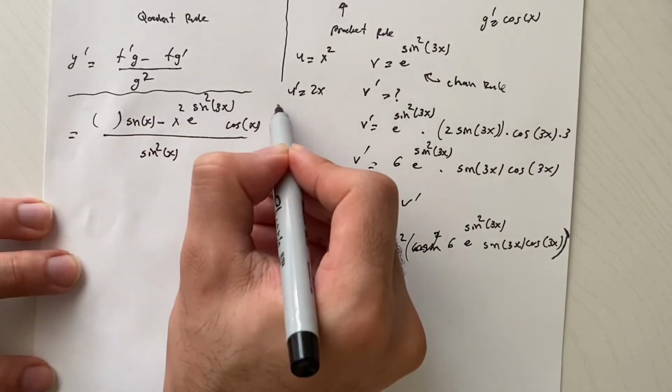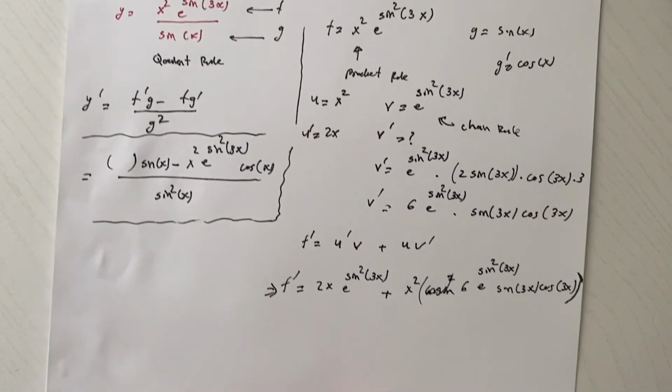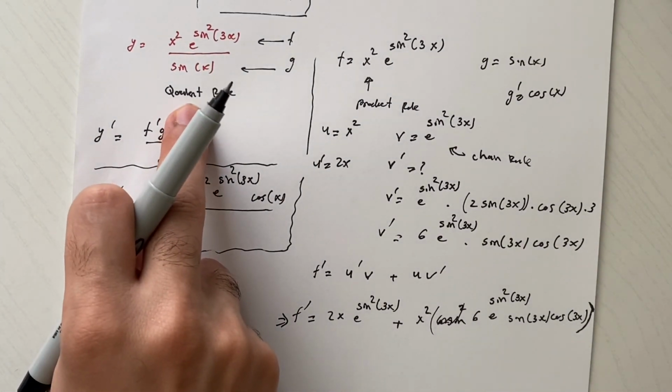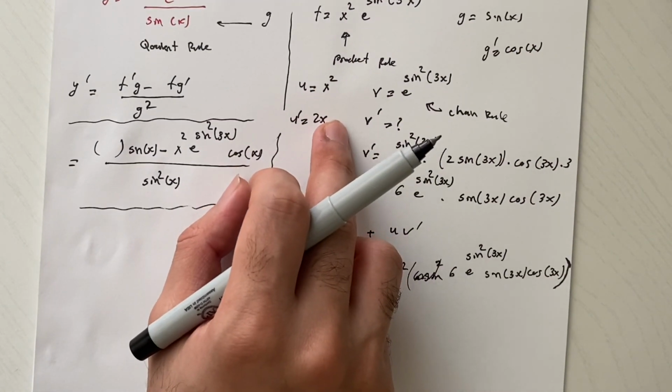That's our derivative here. So what we did here, we used the quotient rule first, and then we used the product rule to find f, and then to find v, we used the chain rule.